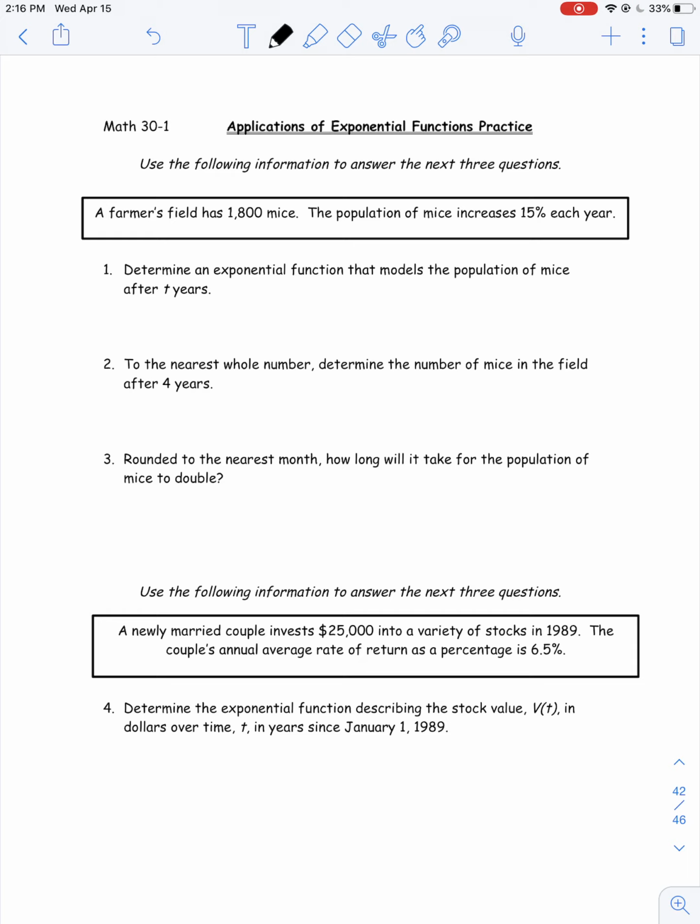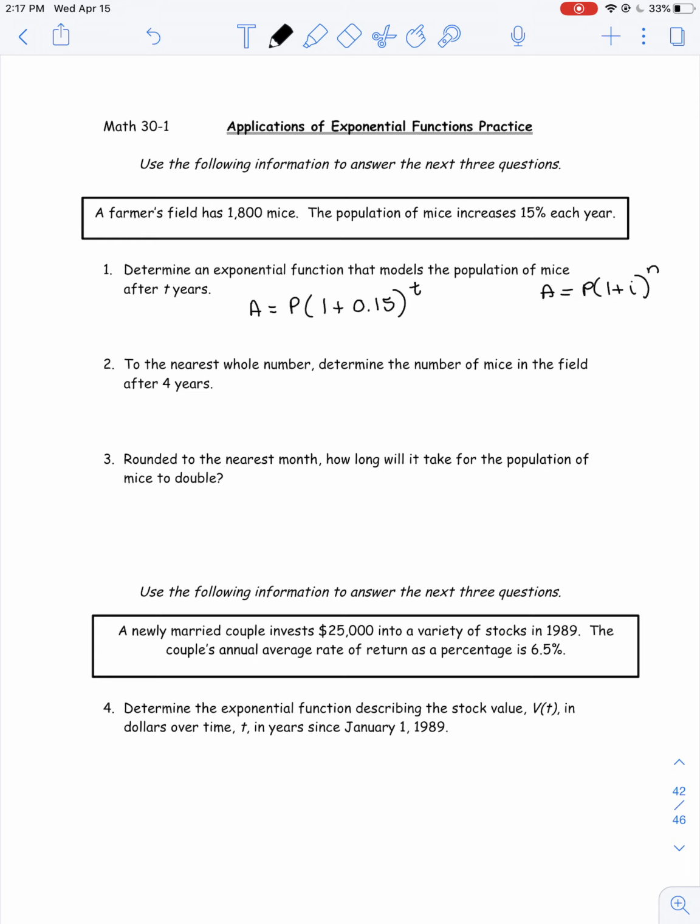So we know the present value, and we know that it's increasing by 15%. So I'm actually going to use the equation A equals P, which is our present value, (1 plus i) to the power of n. So we know that we have our equation. It says determine an exponential function of mice after t years. So we can say A equals P(1 plus i), so 1 plus 15%, so it's going to be 0.15, to the power of t, which is years.